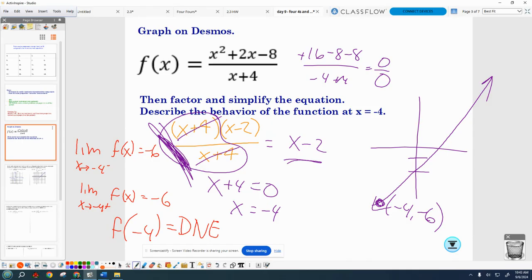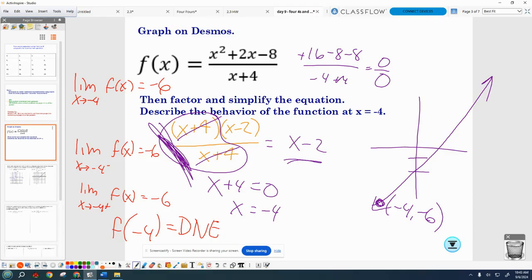Interesting question. Jean Gideon just said, does that make the total limit, which I'm gonna say this, does that mean if I don't tell you left or right, just the limit as x goes to -4, the function goes to -6, is that true? Yes. Is it continuous? No. What kind of discontinuity is this?